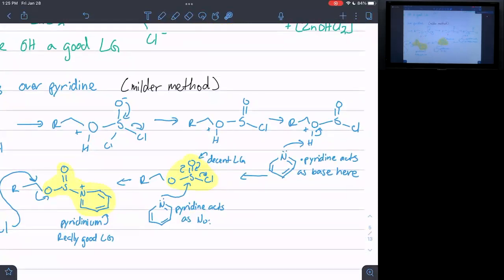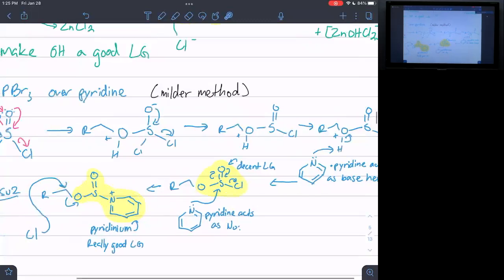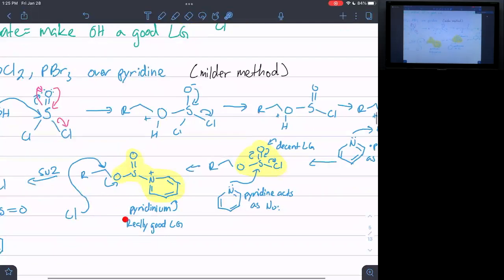In this reaction, the pyridine has two roles. The first role is to act as a base, so in this step, that's what it does. And then in the next step, it's going to act as a nucleophile. After we've extracted this proton, we get a neutral charge on the oxygen. Then the pyridine comes back and acts as a nucleophile, and it attacks the sulfur. Once it attaches itself to the sulfur, you get this pyridinium thing, which is a very, very good leaving group.